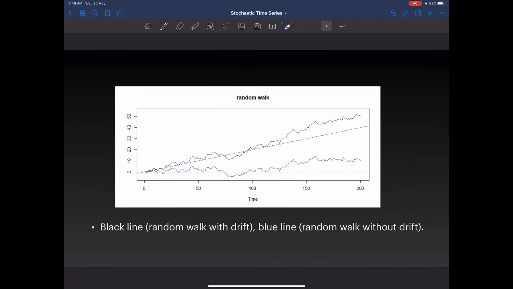I have these figures to differentiate between random walk with drift and random walk without drift. This black line is the random walk with drift, while this blue line is the random walk without drift.